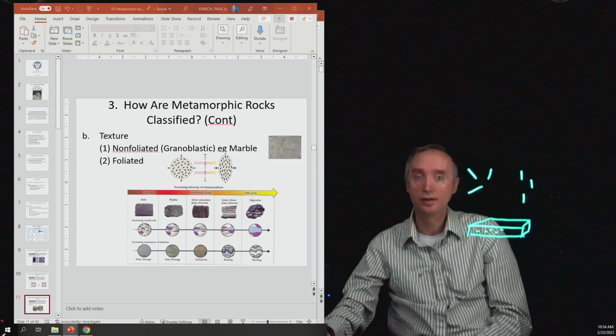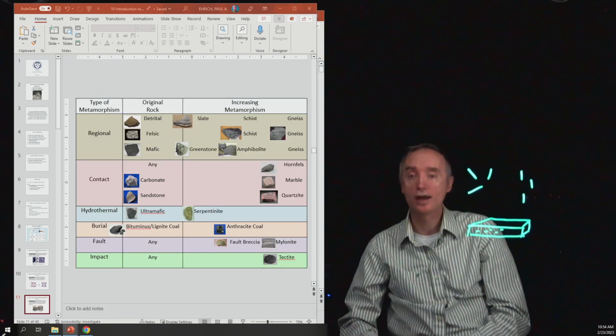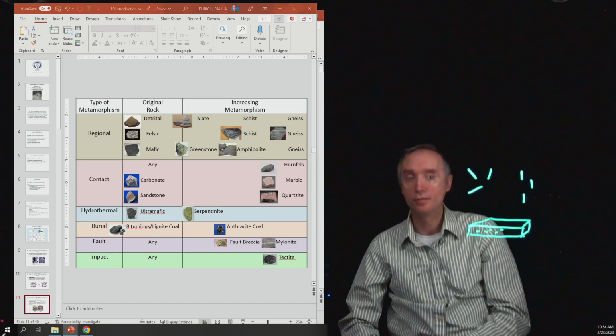All right, let's take a break. And when we come back, we're going to look at a classification chart for metamorphic rocks.